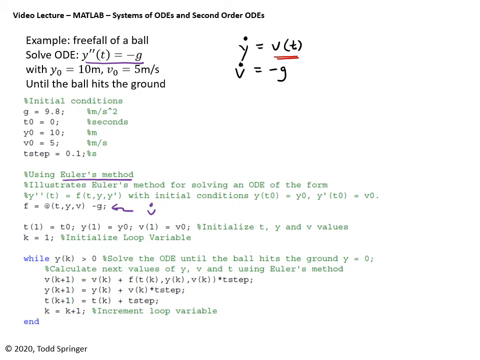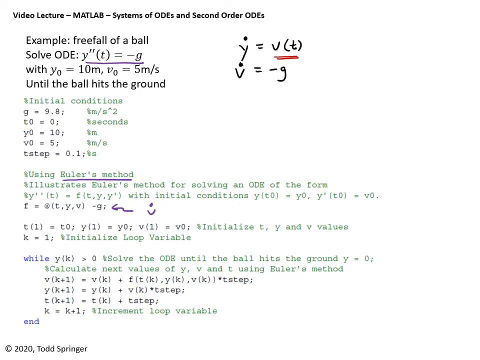Okay, so you're seeing Euler's method in action. Remember, I've got a system of two first order ODEs, one for y and one for v. And so each time through the loop, I need to increment each one of those. Each one gets updated every time through the loop. And that's it. So I'll show you when I run it.